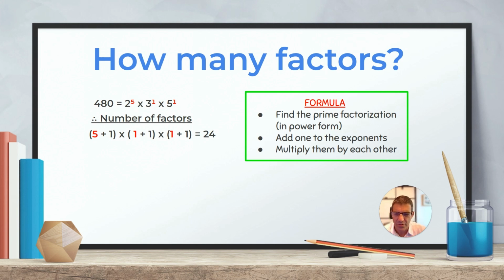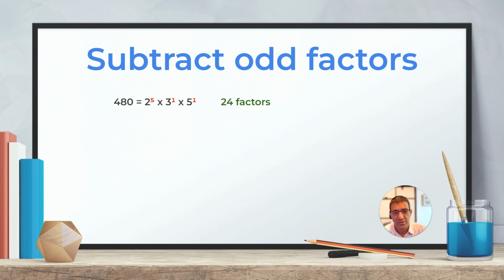Okay, well, that's great. So we know that 480 has 24 factors. That's going to be useful. If we remember our strategy, we want to find the number of factors and take away the odd number of factors to find the even number of factors. So we're going to subtract the odd factors from our 24 factors. Now, it's made up of 2 to the power 5, 3, and 5.